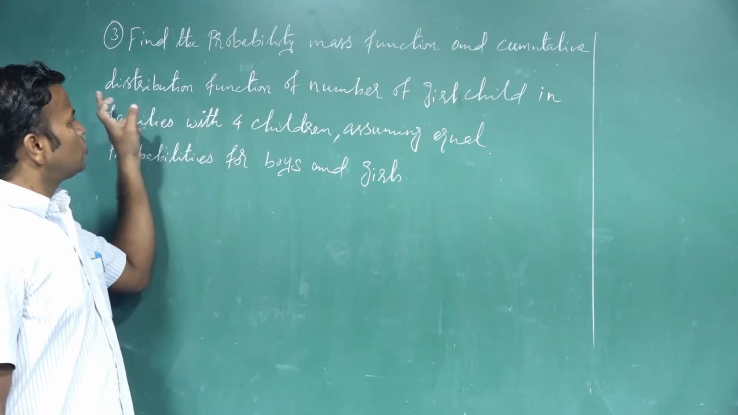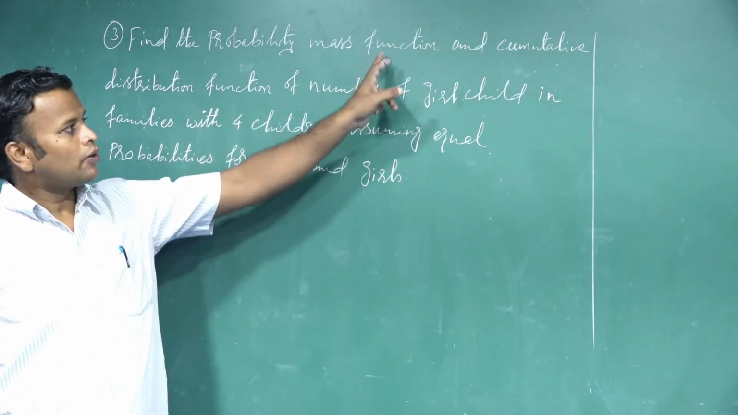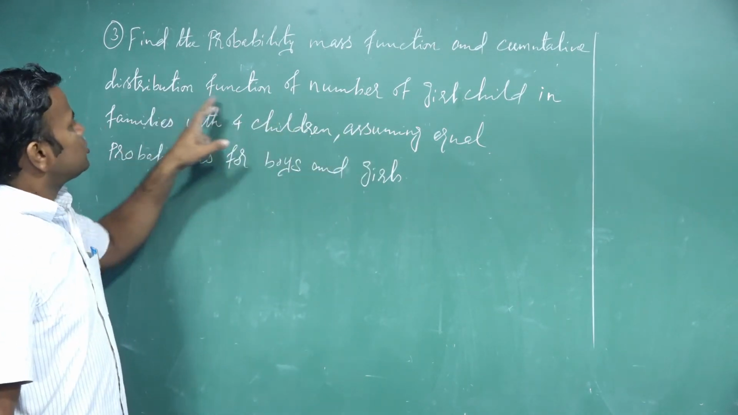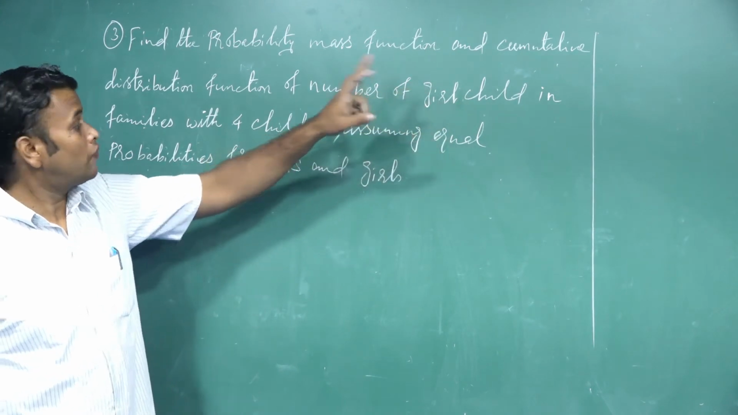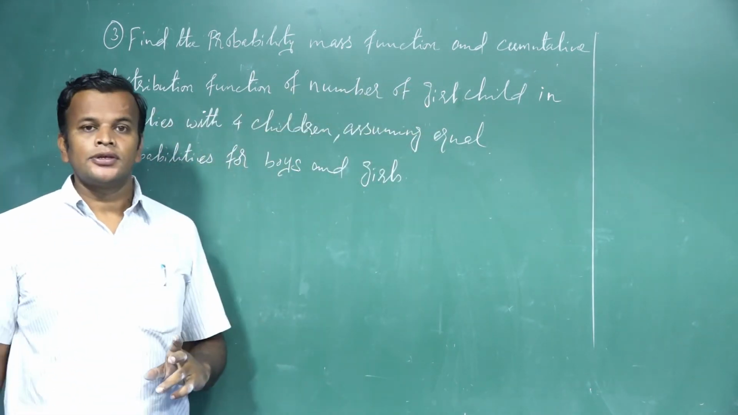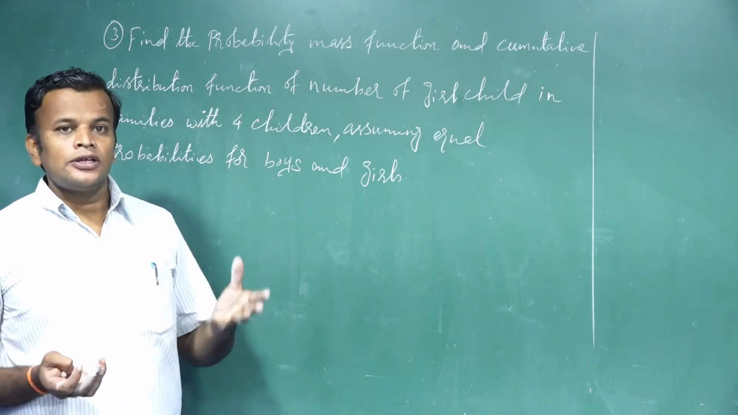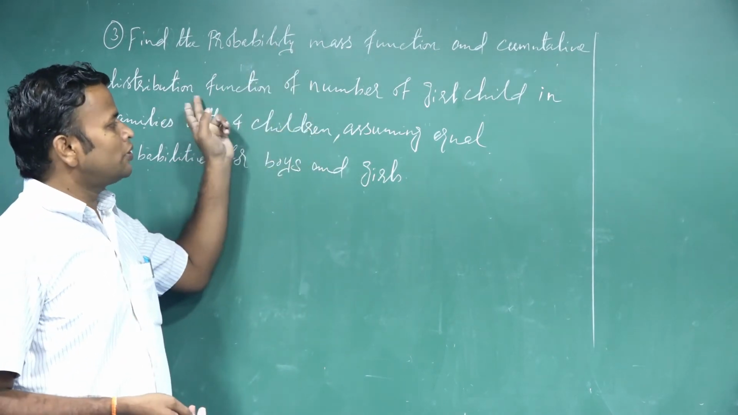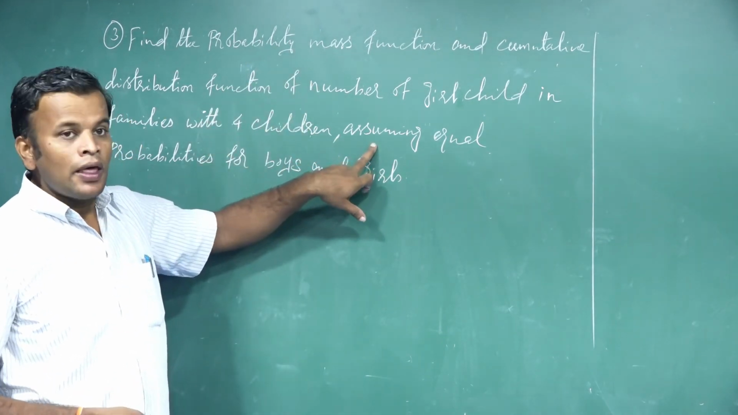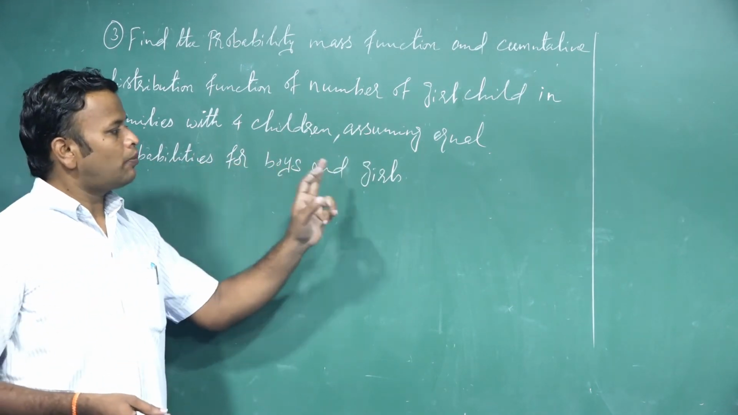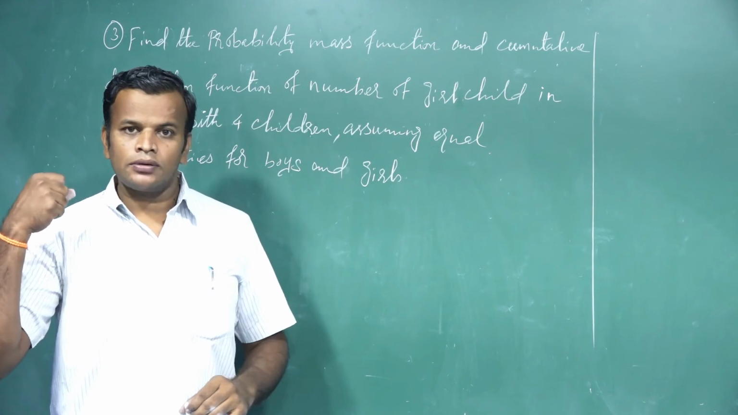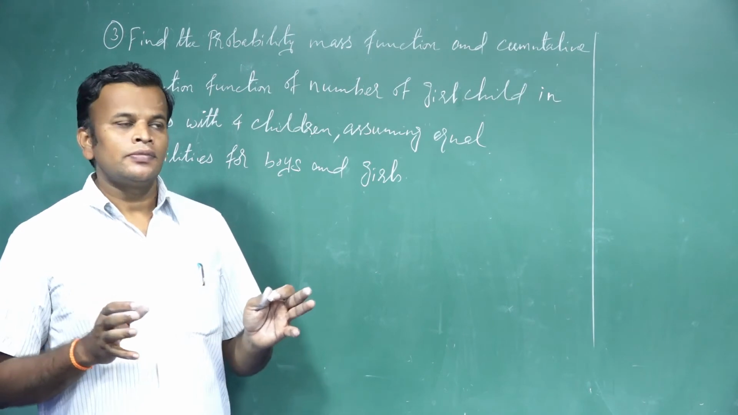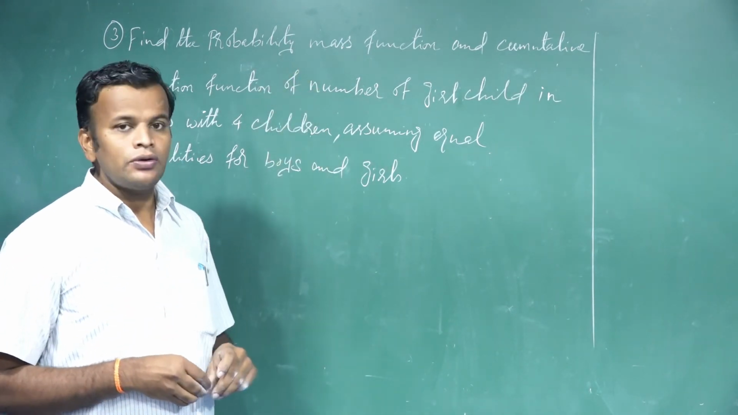Find the probability mass function and the cumulative distribution function. To find just two: the probability mass function and the cumulative distribution function, as in the previous one. The distribution function of the number of girl children in families with 4 children. So in a family, 4 children are there. Suppose we choose one child, it may be a girl. What is the probability mass function and cumulative distribution function? Also given one important thing: assuming equal probabilities for boys and girls. That is, we selected one person, it may be a girl or boy, both with equal probability.